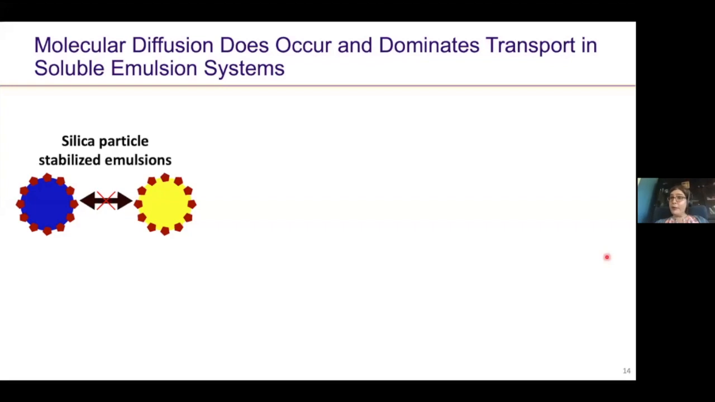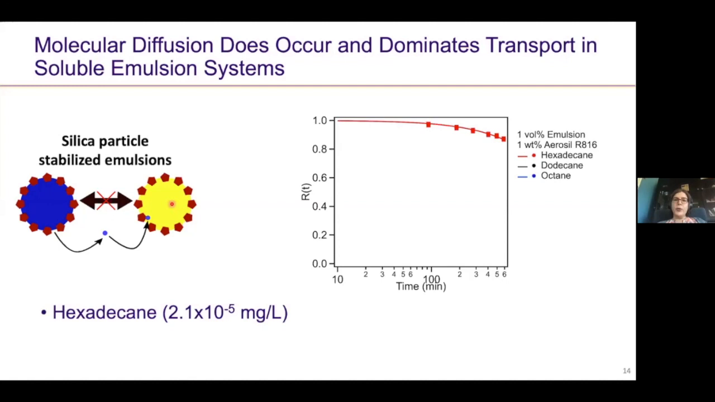But they're also very, very stable. So we know that coalescence is also very difficult to happen. And so the primary mechanism for Pickering emulsions should be of oil molecules dissolving into the water and moving from droplet to droplet. So when we do this experiment with the same oil that I've shown you in all of these previous slides, hexadecane, we see that the decay is extremely slow, and this is because it's a fairly long alkane, and this is going to be very insoluble in the water phase.